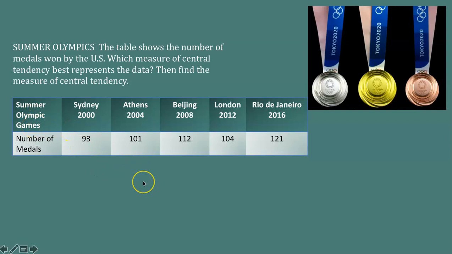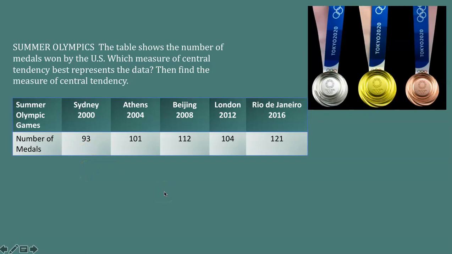So my first question for you is, how many medals in total did the US win in Beijing in 2008? Look at the table. I hope that you said 112 medals. When it says 112 medals, it means the total gold, silver, and bronze, that total altogether. All right, let's look at the table again. How many medals were won in Sydney in 2000? I hope that you said 93 medals were won by the US in 2000.